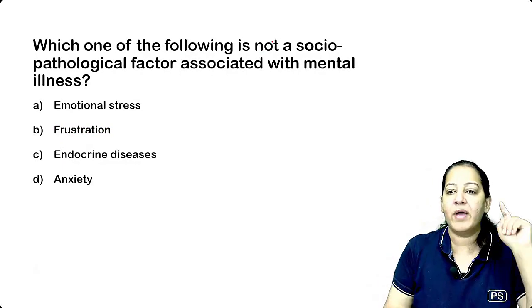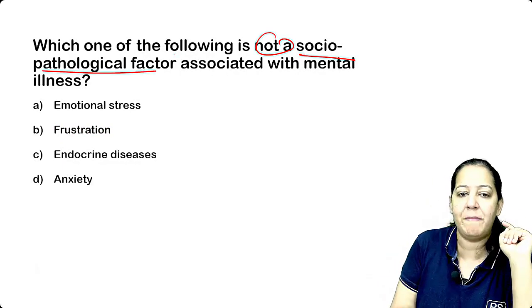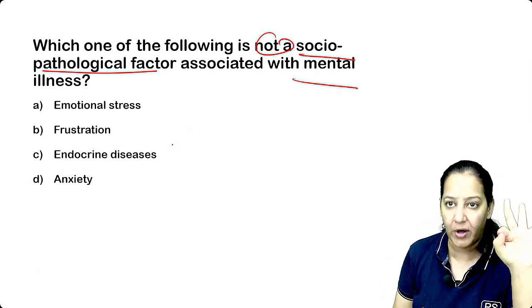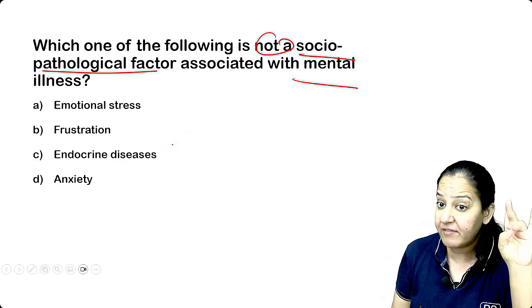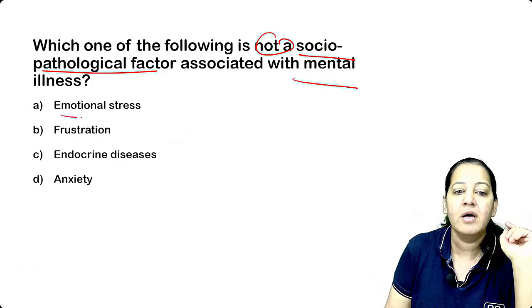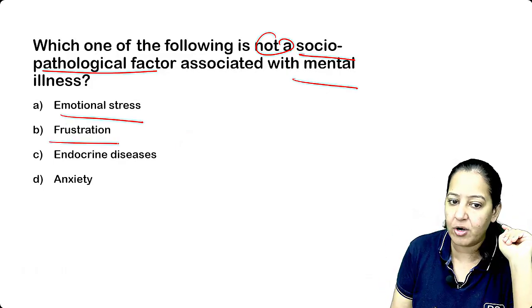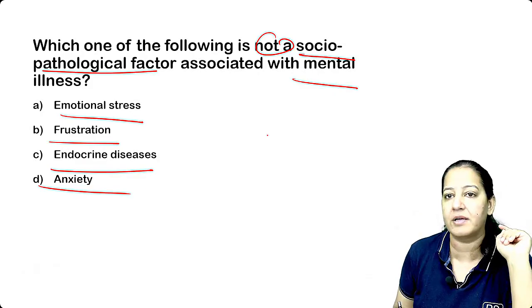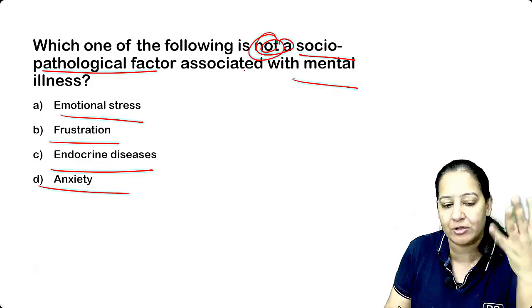Okay, which of the following is not a socio-pathological factor for mental illness? Mental illness, I told you 3 causes: organic, hereditary, and the third one the socio-pathological, in which you will get nothing in the brain. Emotional stress is there or not there, frustration is there or not there, endocrine disease is there or not there, anxiety is there or not there. So which of the following is not a socio-pathological cause of depression?